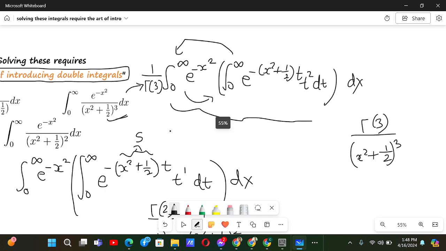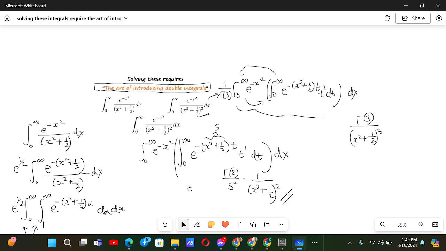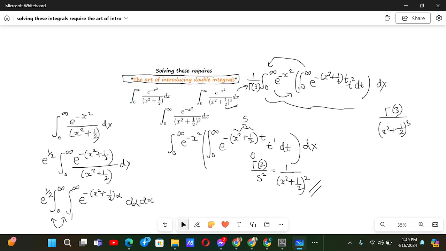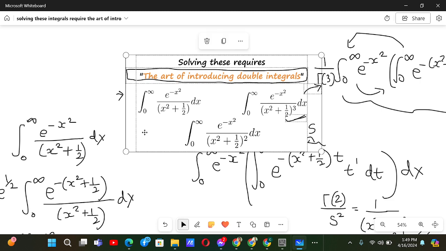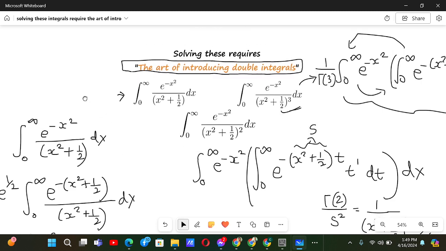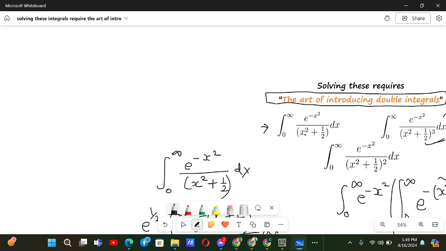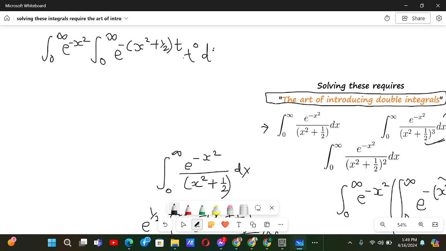So now that we have this art of introducing double integrals, now we can begin solving these problems. Let me start with the first one, and let me also make it a double integral using the new technique that we have learned through the Laplace transform formula. So for this one, it will just be the integral from 0 to infinity of e to the power minus x square, again, integral from 0 to infinity e to the power minus x square plus 1 by 2 t times t to the power 0 dt, and then dx.